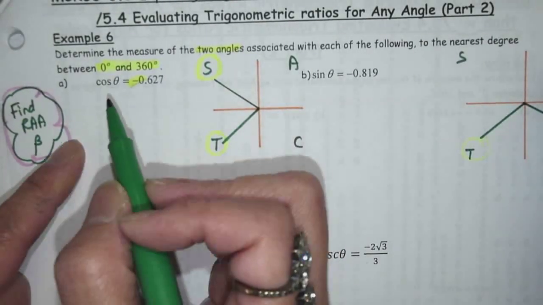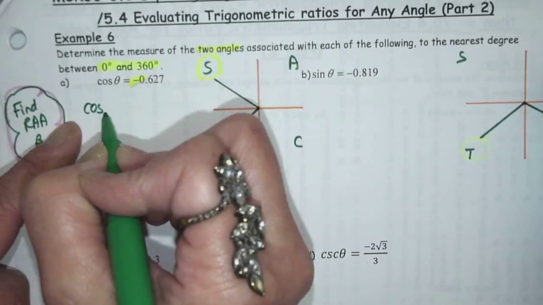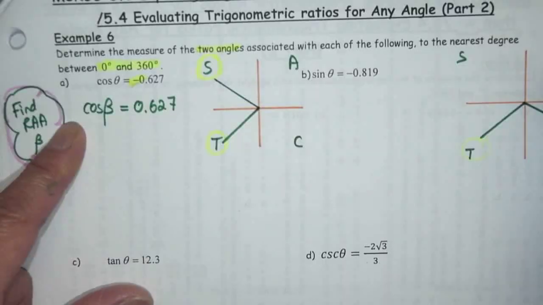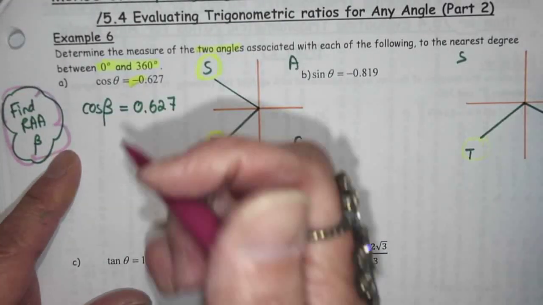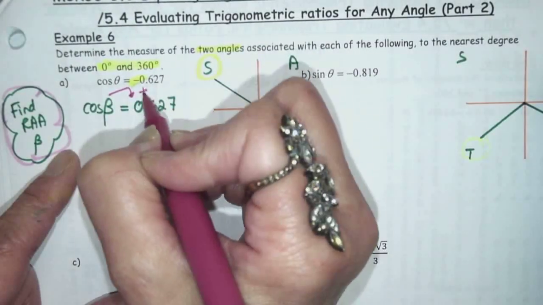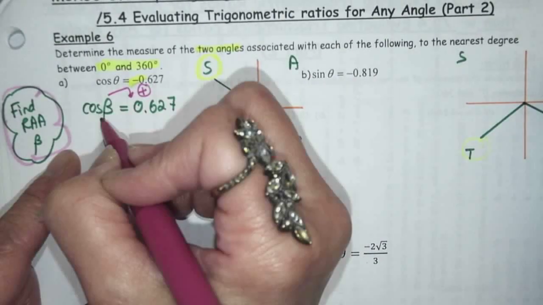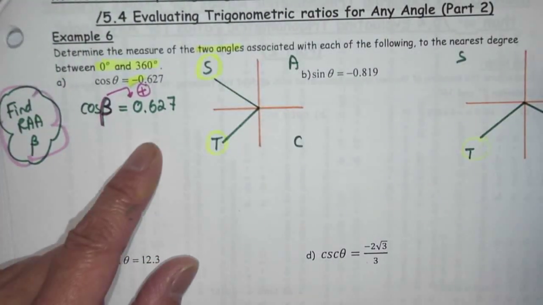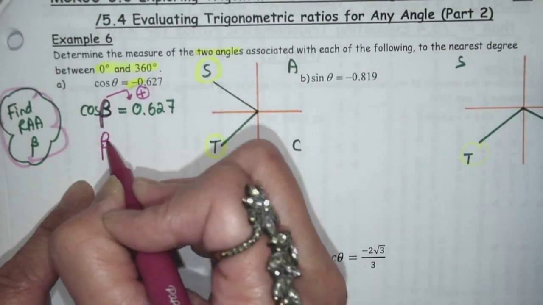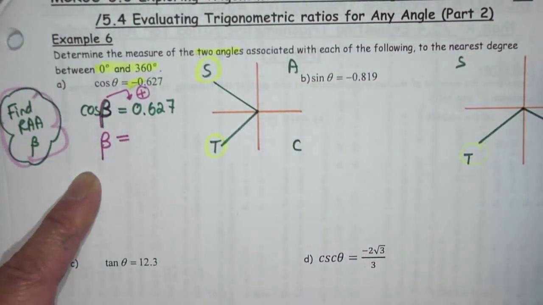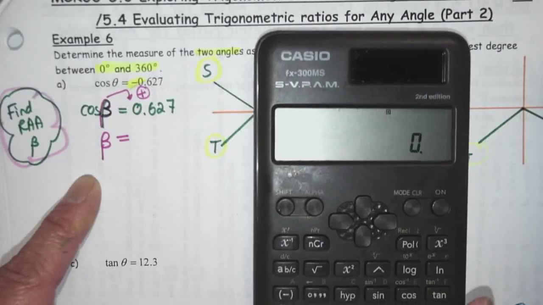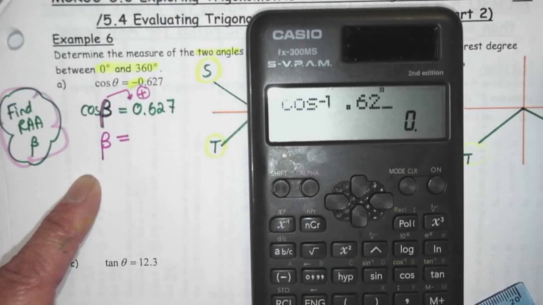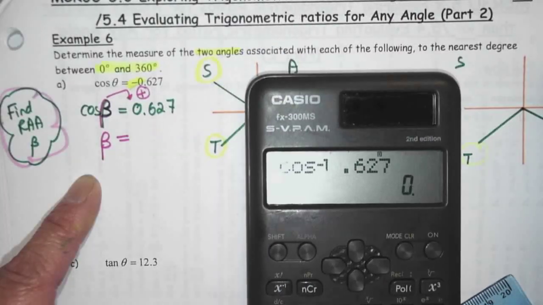So what do I do to find the related acute angle? I switch this to cos beta equals 0.627. Does that make sense? So I'm going to switch it. Beta means it's positive. I switch this to beta, and I switch this to a positive ratio. Then I'm going to go beta equals, and then on your calculator, make sure you're in degrees. I'm going to do shift cos 0.627. What do I want? Nearest degree?